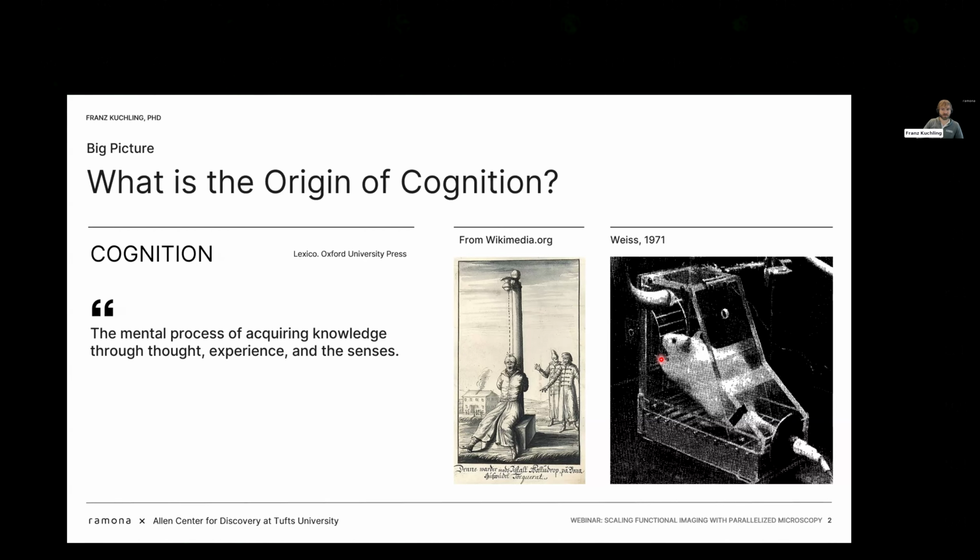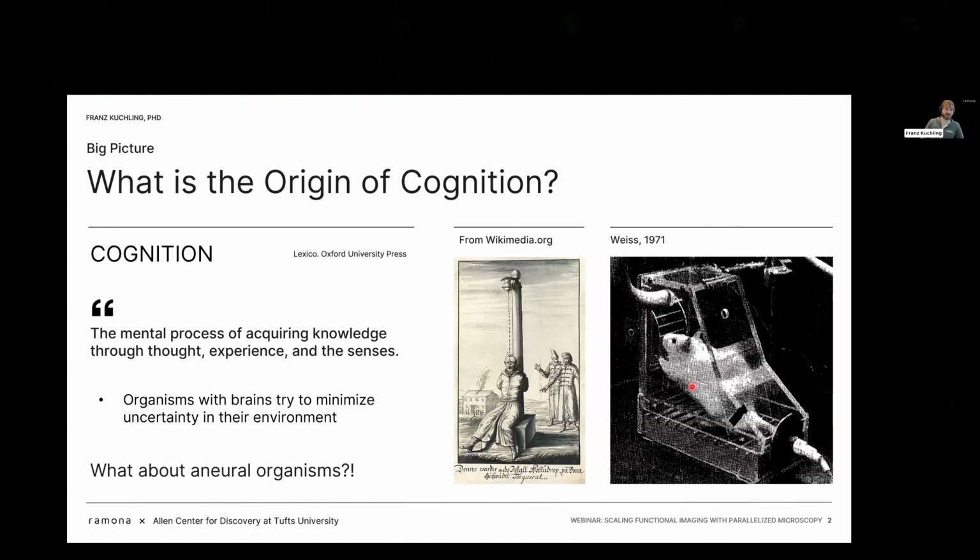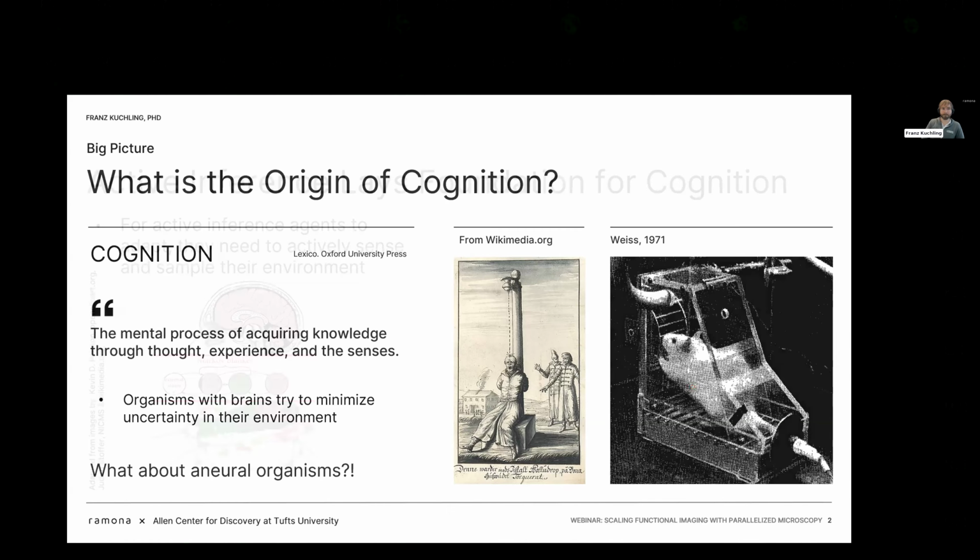So even this rat can apparently predict these shocks based on the signal, and that itself reduced something in its body. So it seemed to have basically adapted to it, at least somehow. So from that, we can conclude that organisms with brains try to minimize uncertainty in the environment. And we want to figure out whether or not this is true for aneural organisms, so organisms without a brain.